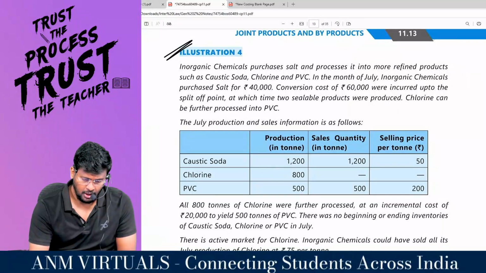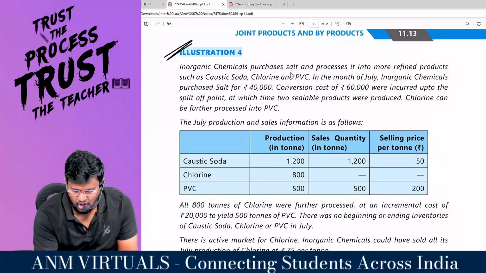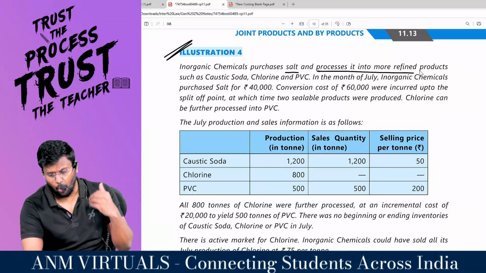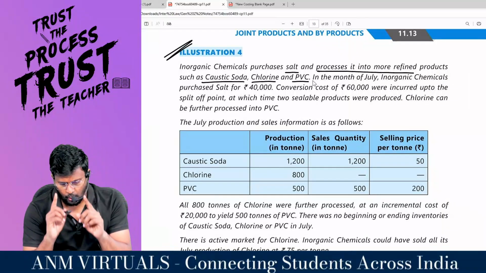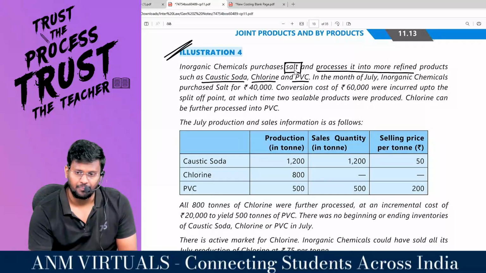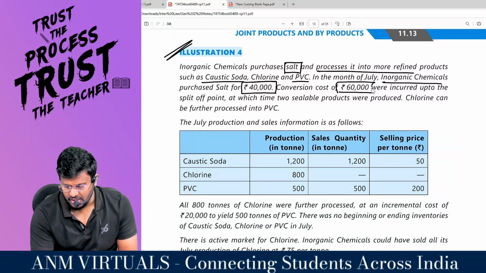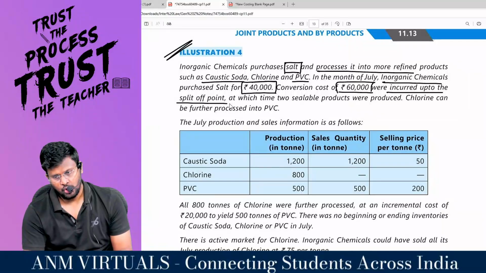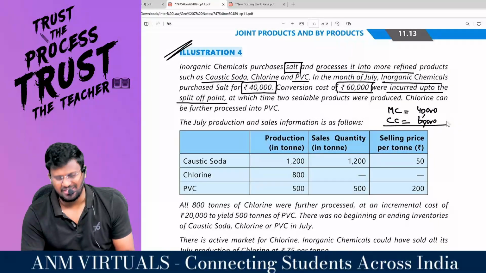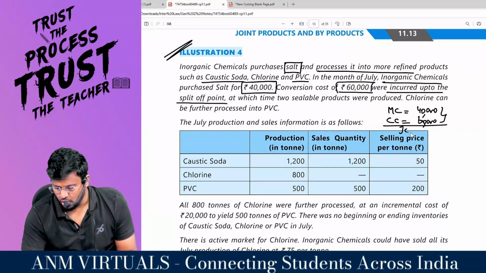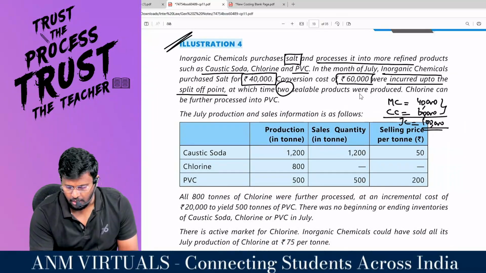Coming to a full-fledged question, illustration number 4 is a full-fledged decision making question. Inorganic Chemicals purchases salt and processes it into more refined products such as caustic soda, chlorine and PVC. So they are only purchasing one raw material, but the output is 3. In the month of July, Inorganic Chemicals purchased salt for 40,000. Conversion cost of 60,000 was incurred up to the split off point. So material cost is 40,000 and the conversion cost is 60,000. Conversion cost means labor and the overheads. So total joint cost is 1 lakh, at which 2 saleable products were produced.